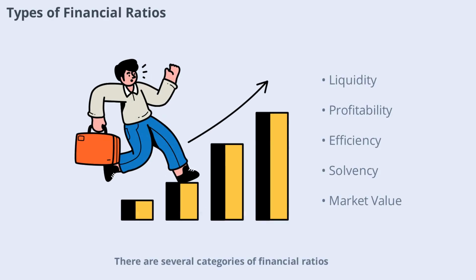There are several categories of financial ratios, each serving a different purpose. The main types include liquidity ratios, profitability ratios, efficiency ratios, solvency ratios, and market value ratios. Each category focuses on a specific aspect of a company's financial health. For example, liquidity ratios measure the ability to pay short-term debts, while profitability ratios show how well a company generates profit. Understanding these categories helps you know which ratios to use in different situations. Let's dive deeper into each type, starting with liquidity ratios.